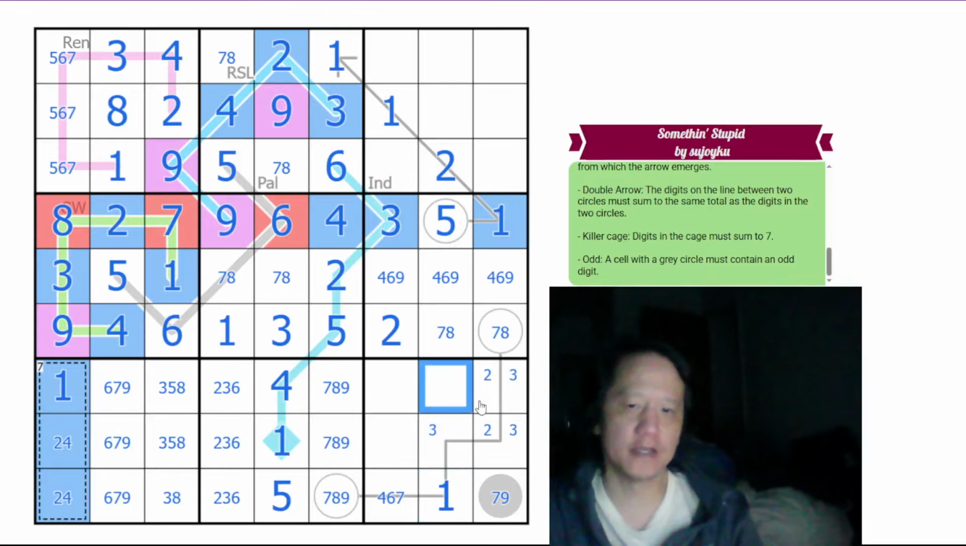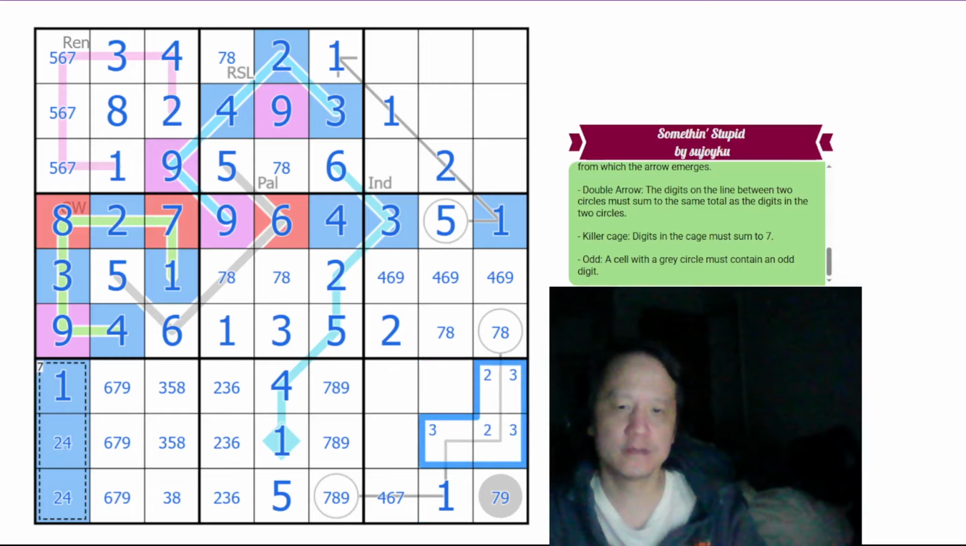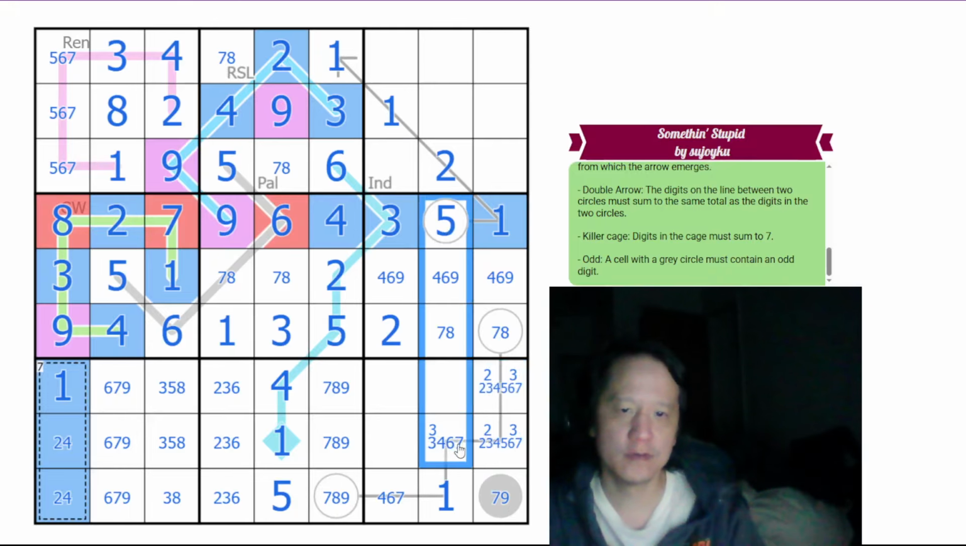On the line again, it can only be 2 through 7. This can't be 2 or 5. This can't be 4.